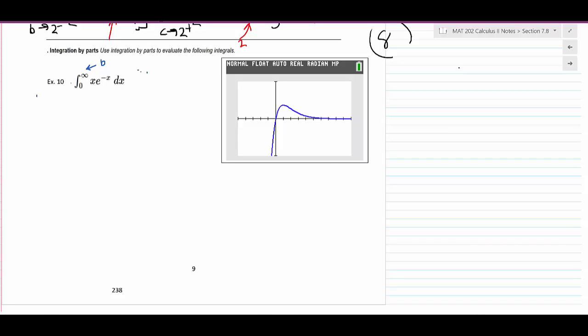as b goes to infinity to begin with. Okay, now I think this one you've got to do integration by parts on, and then we're going to do the integral from 0 to b, kind of our basic variable.